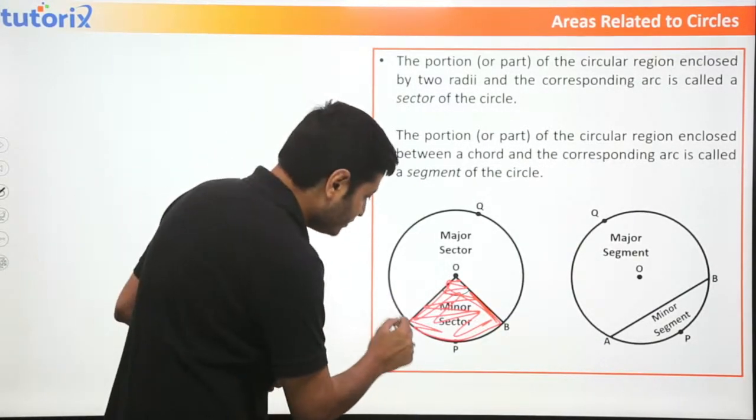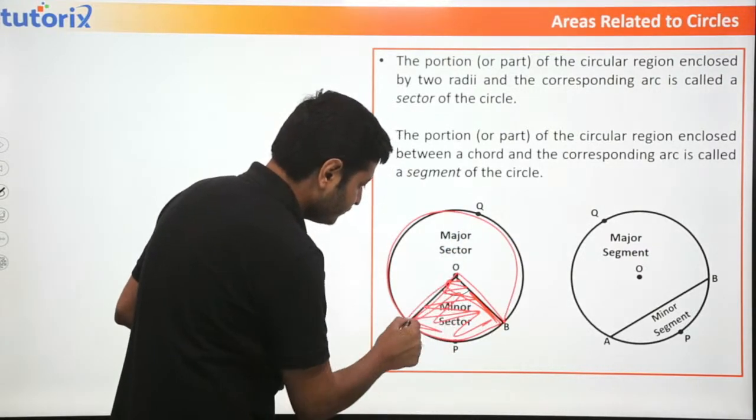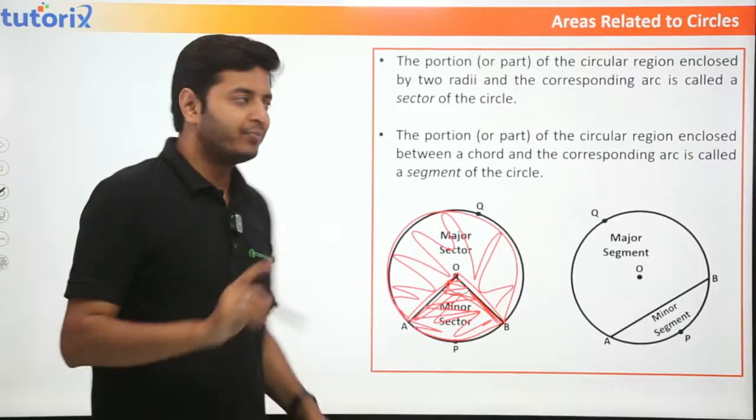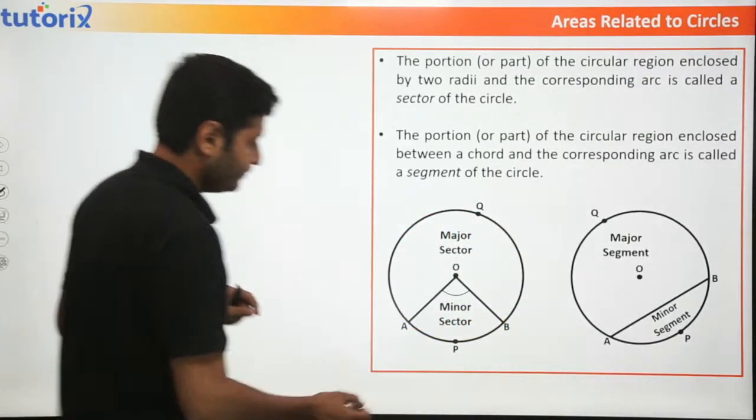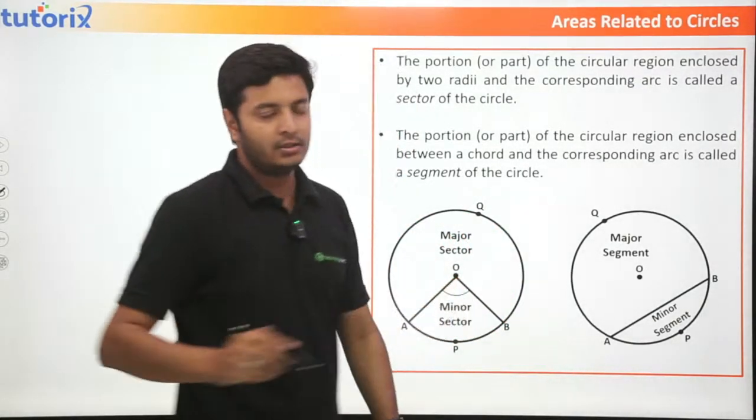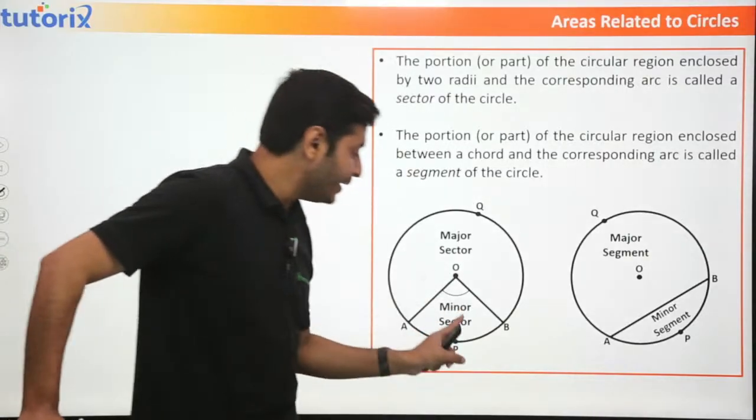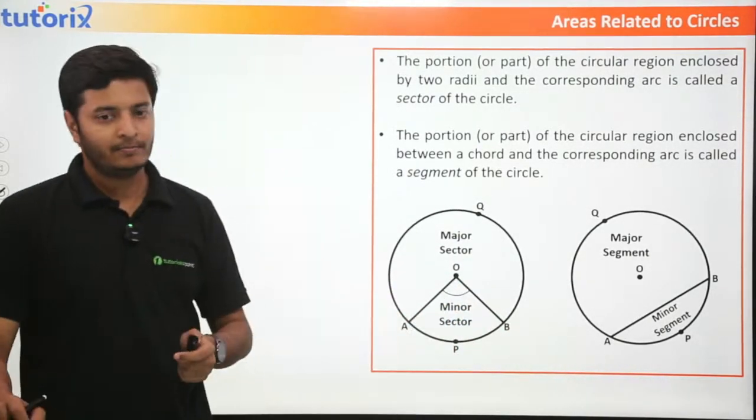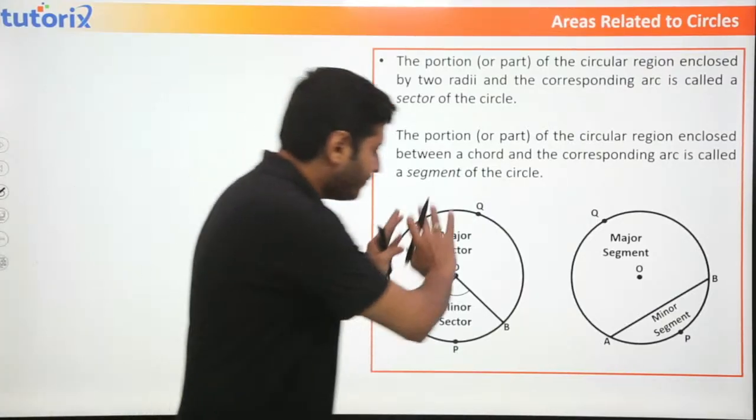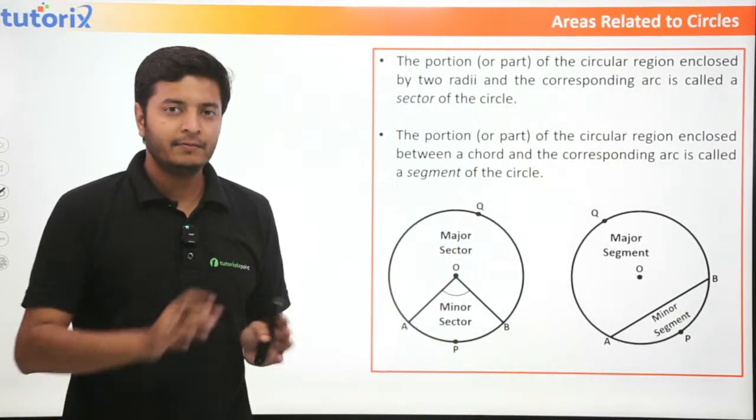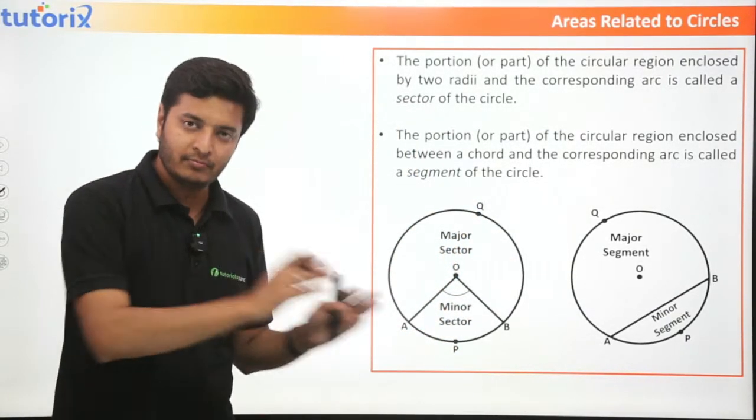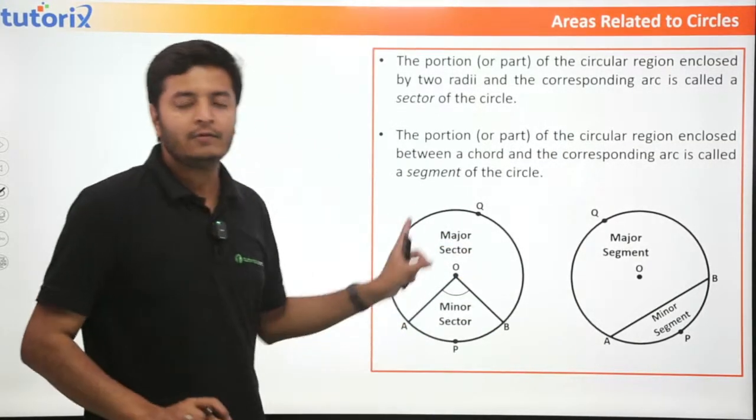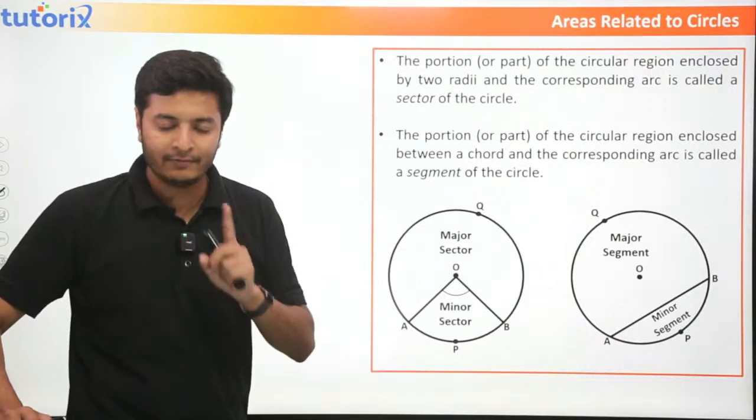Also the other one is this one, the bigger one. This is also a sector, but we do have different names for them. This is smaller circular region, so we can call it minor sector. This is bigger area, so we can call it major sector. Now how to find the area of a particular sector, even if it is given as minor or major, doesn't matter. How to find the area of a sector, there is a formula that we are going to understand today.